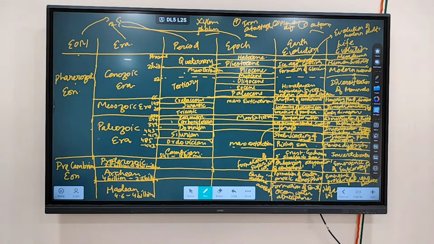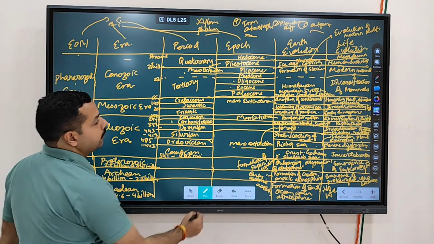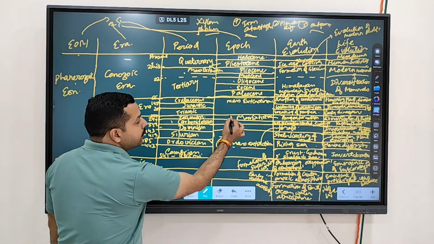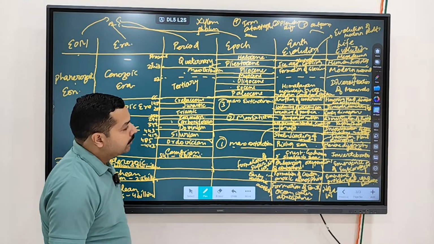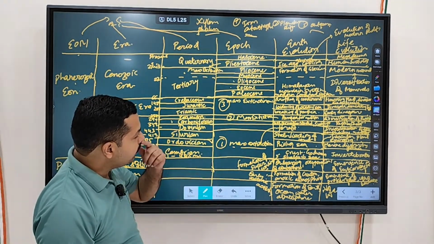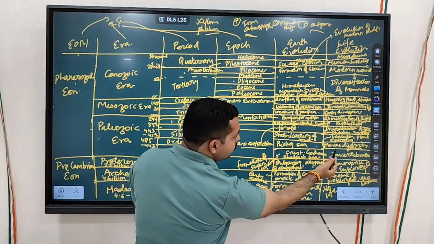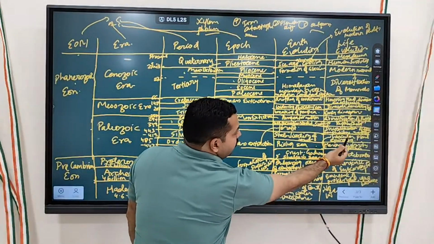Fine. So this is what you are finding with regard to how Earth has evolved over a period of time and how life has evolved over a period of time. Clear? Any doubt? So how many mass extinctions are you seeing? One mass extinction, second mass extinction, third mass extinction. No, there is one here also.